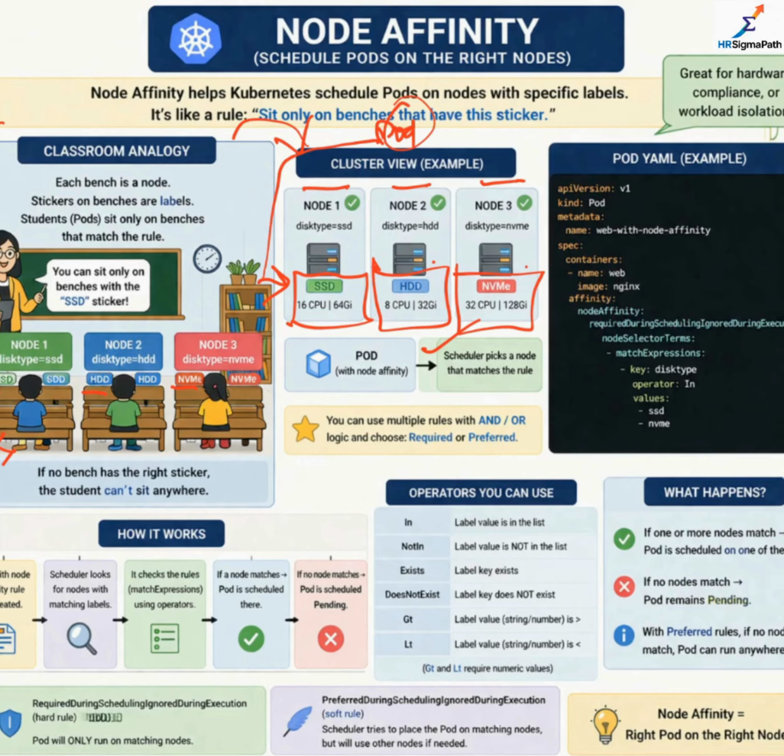The rule we were talking about is a hard rule, where the pod will only run on the node which is required during scheduling, ignored during execution. So this rule of choosing the right node is called node affinity. Affinity means a preference or requirement, you could say.